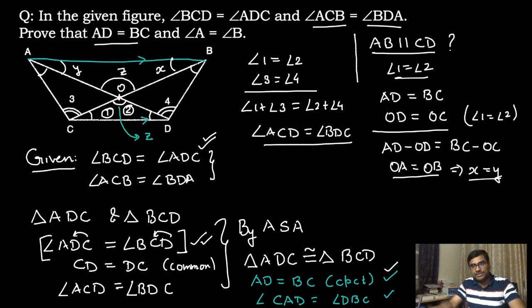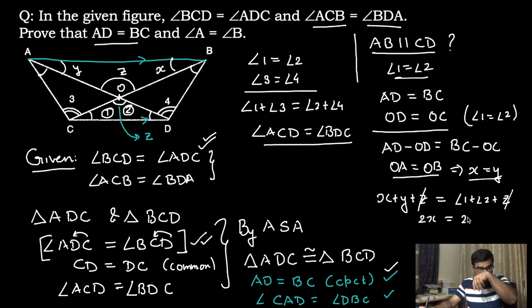Right, guys? So hence, in the two triangles, X plus Y plus Z is 180 degrees. Can I write that? And angle 1 plus angle 2 plus Z is also 180 in the second triangle, OCD. In the second triangle OCD, 1 plus 2 plus Z is 180, and in OAB, X plus Y plus Z is also 180. So now this Z and this Z will go. Angle 1 was equal to angle 2 and X is equal to Y. So can I not write 2X is equal to 2 angle 1? That means X is equal to angle 1. And done. So X is equal to 1.